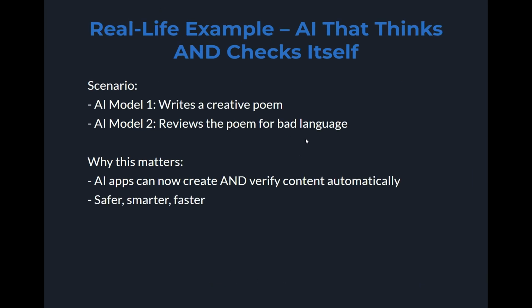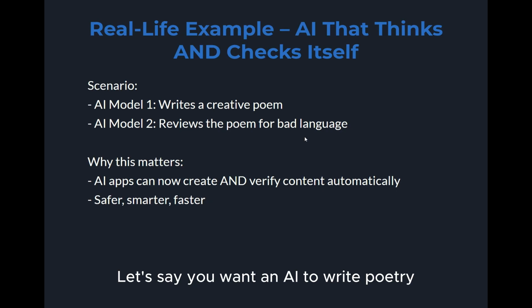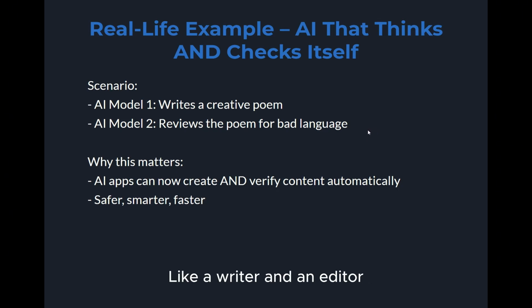Real-life examples: AI that thinks and checks itself. So here's a cool example. Let's say you want an AI to write poetry. One AI model creates the poem, and another AI checks it for bad language. They work together seamlessly like a writer and an editor. That's the magic of chaining AI models. You can build apps that think, create, and even review their own work.